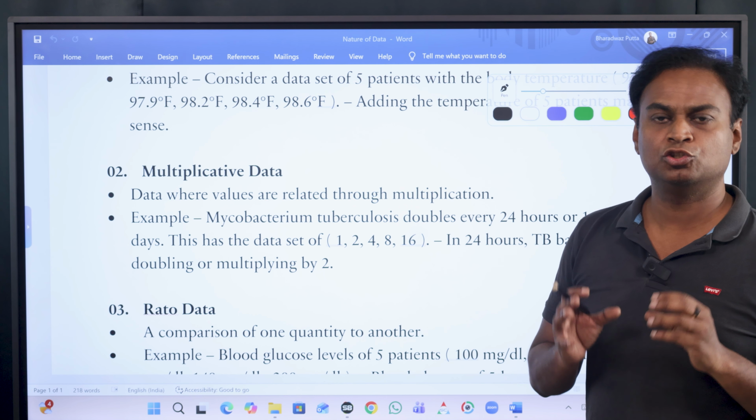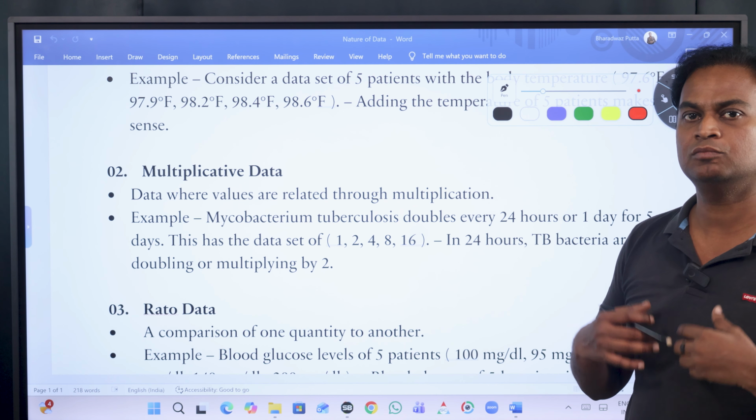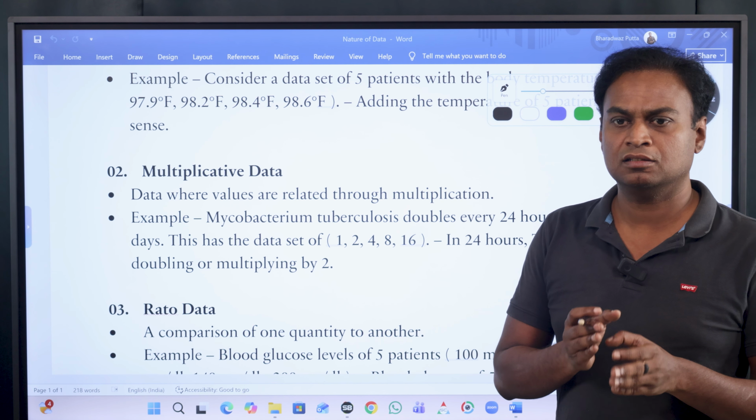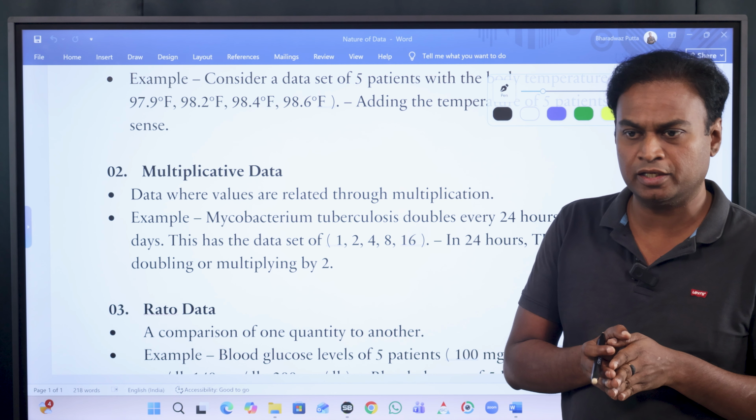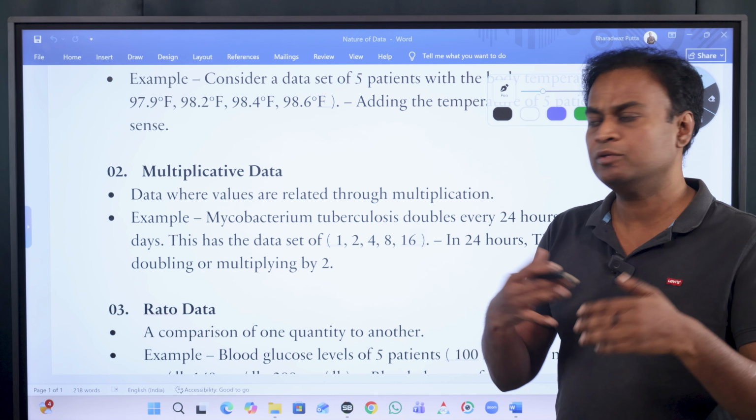We have TB. Tuberculosis is a disease caused by Mycobacterium tuberculosis. It is a bacteria that causes tuberculosis. This bacteria multiplies every 24 hours. You have one bacteria today, it becomes 2 tomorrow, 2 becomes 4 the next day. In the same way, it multiplies.